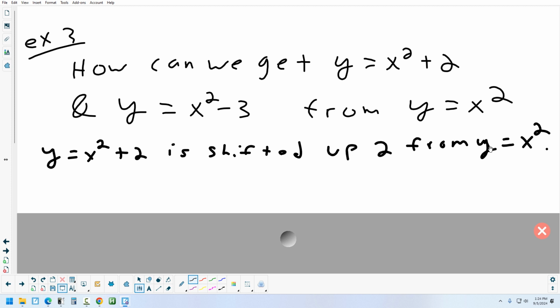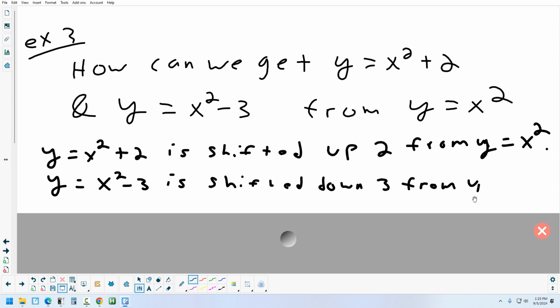What do you think about x squared minus 3? Yep. It's going to go down 3. Yeah, it's been shifted down 3 from the original. Yep. So y equals x squared minus 3 is shifted down 3 from the original. What do you think makes the difference whether it's going to shift up or shift down?